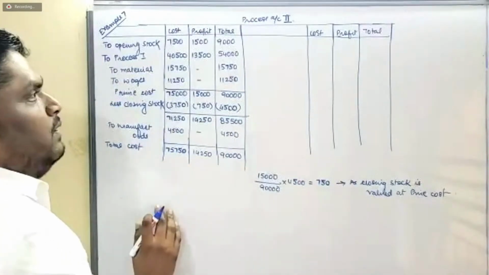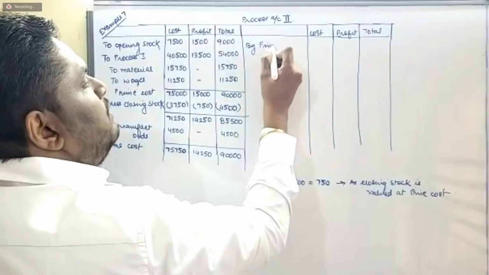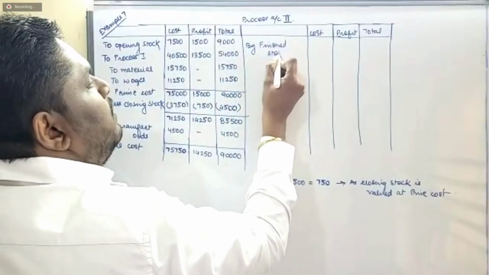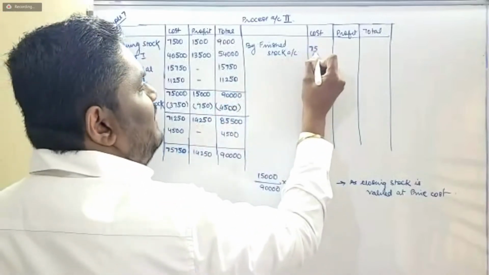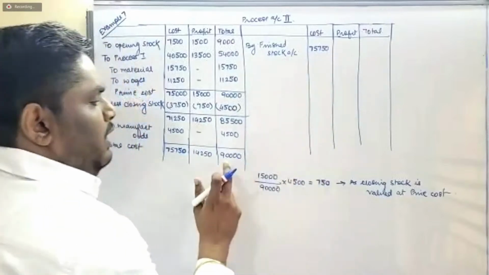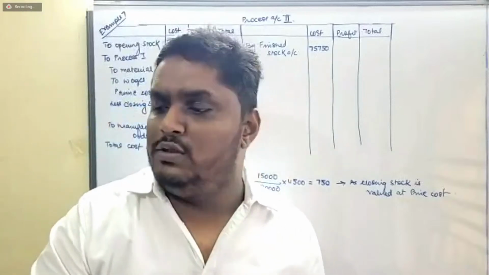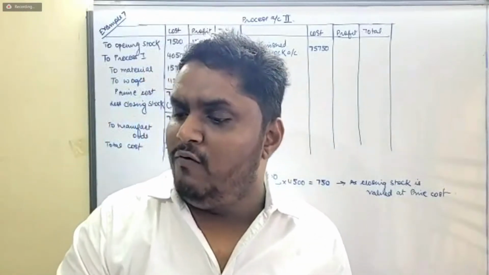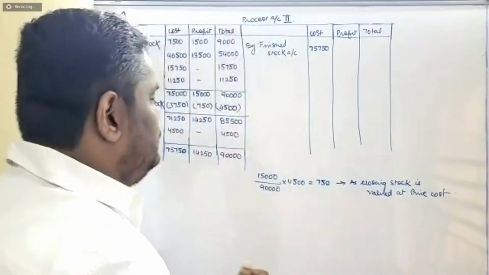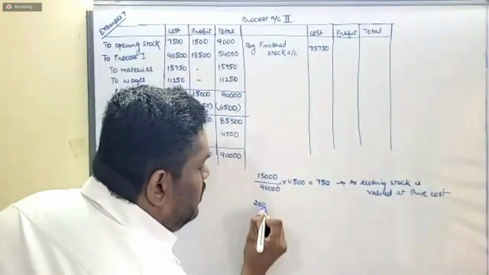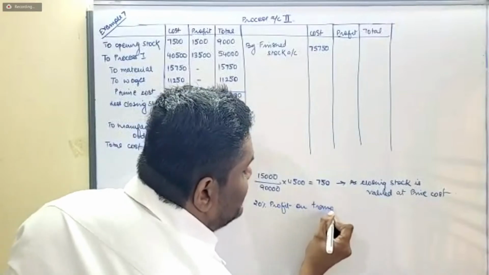7,550. The output of the process second is to be transferred to finished stock account. Herein this cost figure will be same, 7,550. The profit will be calculated on this amount because this is the total value of process second, and it is given that the output of process second is to be transferred to finished stock at 20% profit on transfer price.